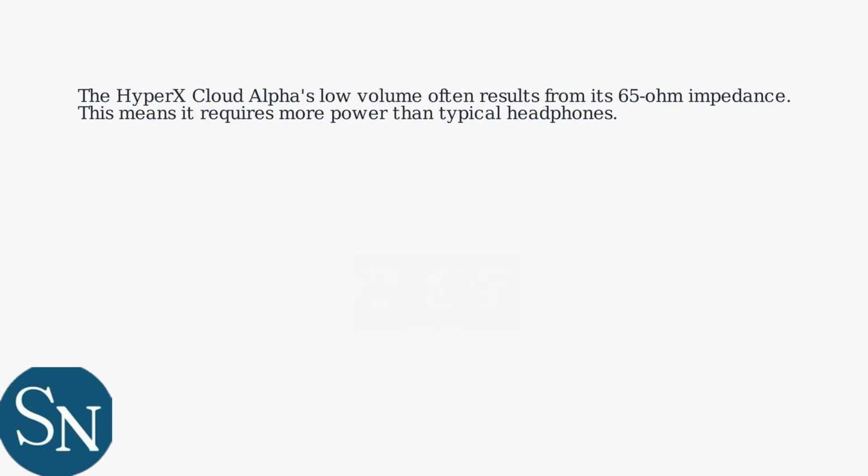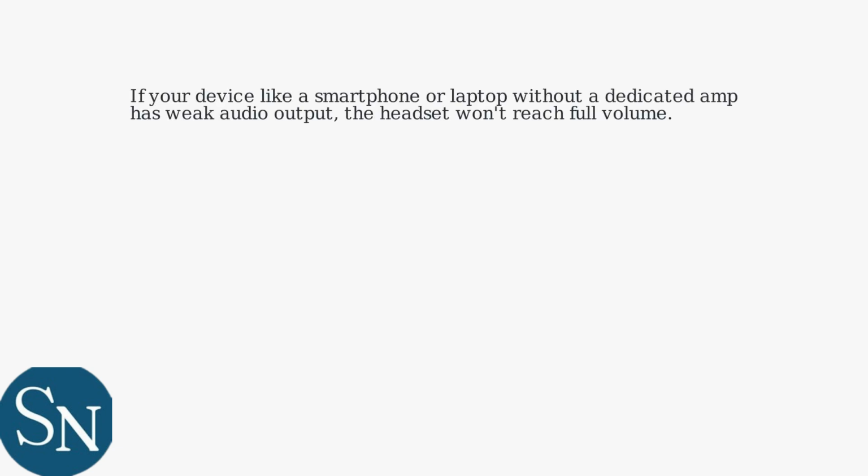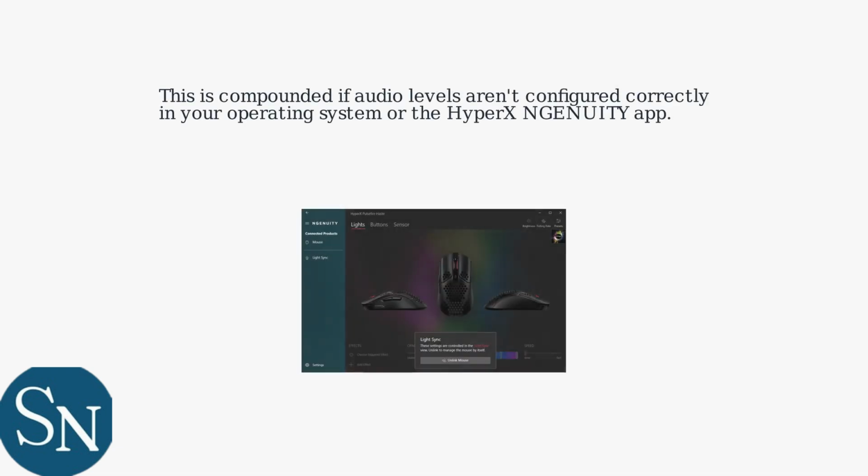The HyperX Cloud Alpha's low volume often results from its 65 ohm impedance. This means it requires more power than typical headphones. If your device, like a smartphone or laptop without a dedicated amp, has weak audio output, the headset won't reach full volume. This is compounded if audio levels aren't configured correctly in your operating system or the HyperX Ingenuity app. Additionally, outdated drivers can limit audio output.